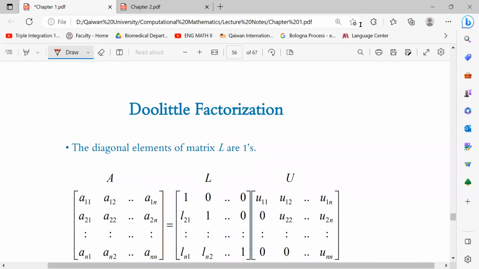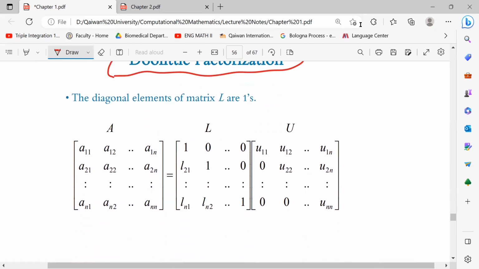Here we have two types of matrix factorizations, which are Doolittle and Crout factorizations. First, we have Doolittle factorization. What's Doolittle factorization? In Doolittle factorization, we just replace the main diagonal of L by 1. Look, L, U. U is still the same, but L, the main diagonal elements become 1.